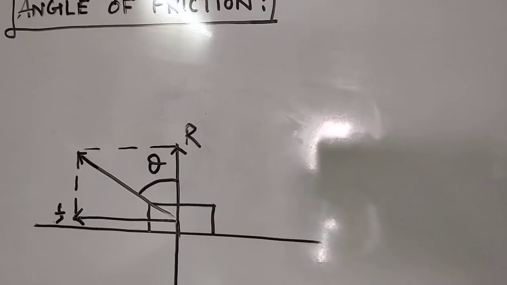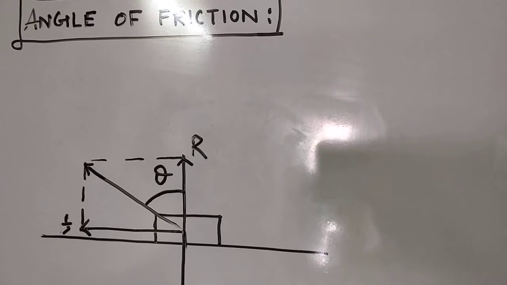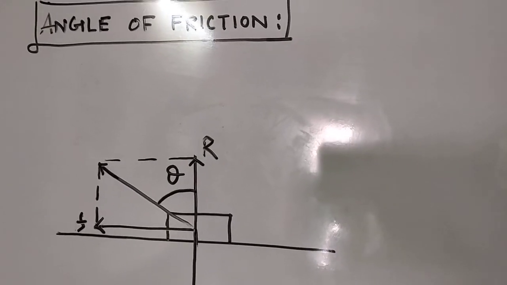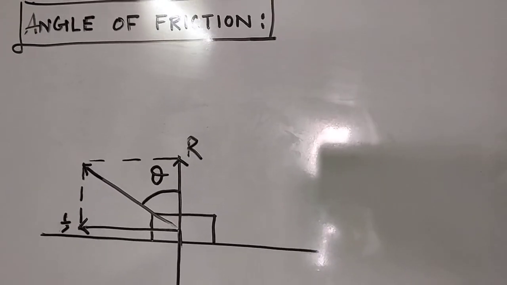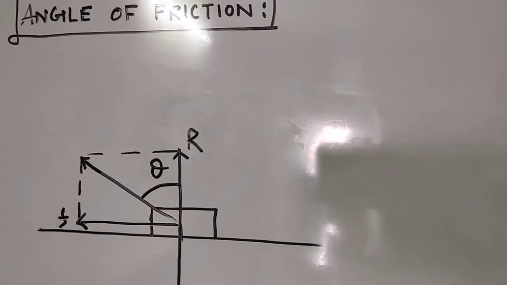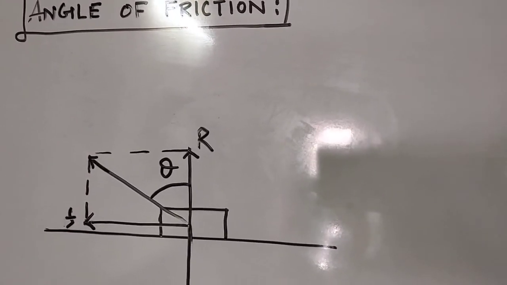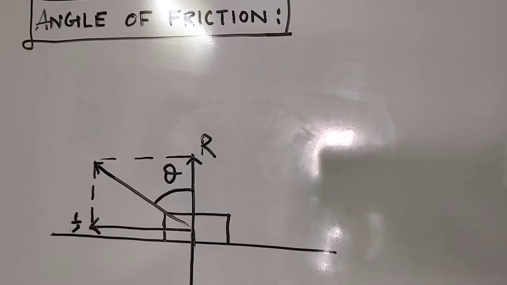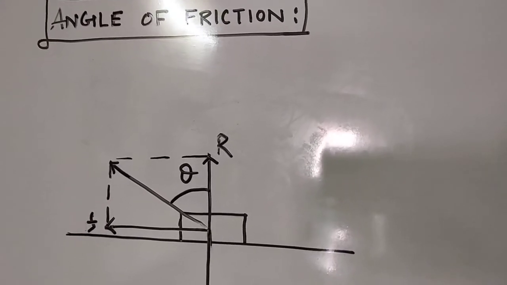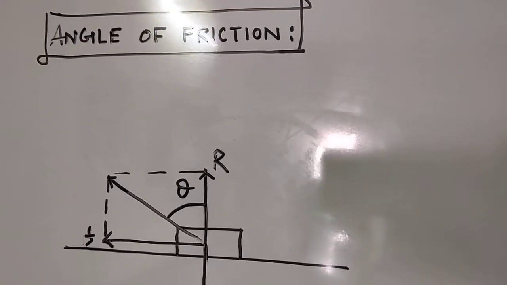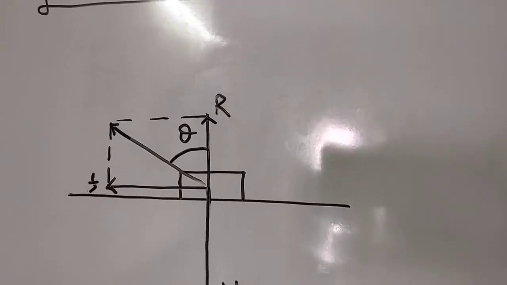Let me repeat once again. Angle of friction is nothing but the angle made by the resultant of the force of friction and normal reaction with the normal reaction. Now what is the resultant of the force of friction and normal reaction here? That is nothing but the diagonal. So the diagonal makes an angle theta with the normal reaction. So theta is the angle of friction.